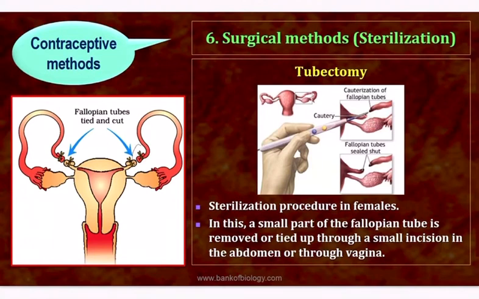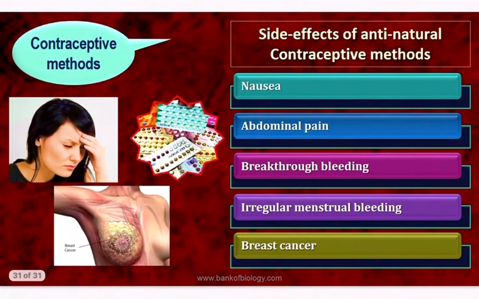And then in the case of a female, the sterilization procedure in females is tubectomy. In this, a small part of the fallopian tube is removed or tied up through a small incision in the abdomen or through the vagina. Here, this is the cut portion. Remember that isthmus junction we said. So in that area, both sides. Of course, you have to remember, in the case of a male, it is only one place. In the case of a female, since there is a left and right fallopian tube, the surgery must be done at both places, and that should be through either the abdomen or the vagina.